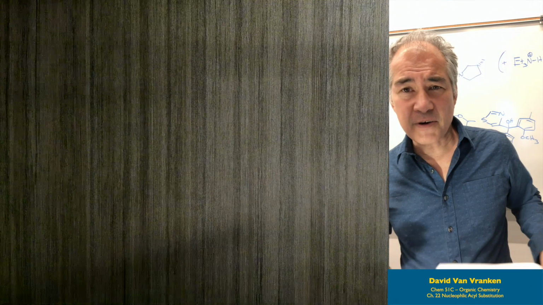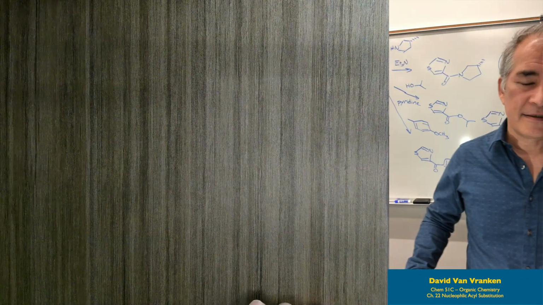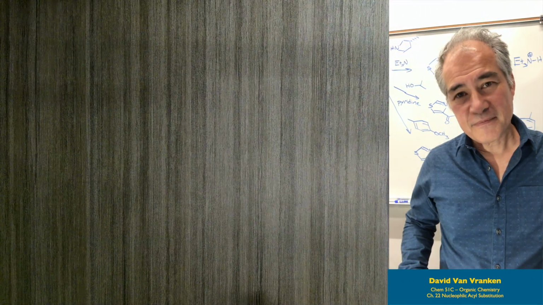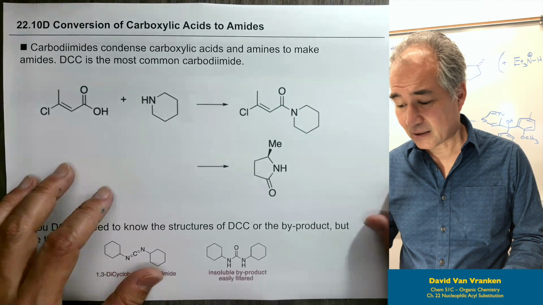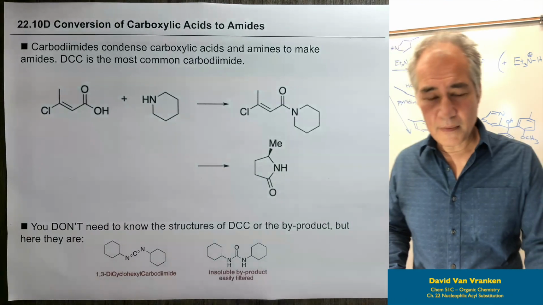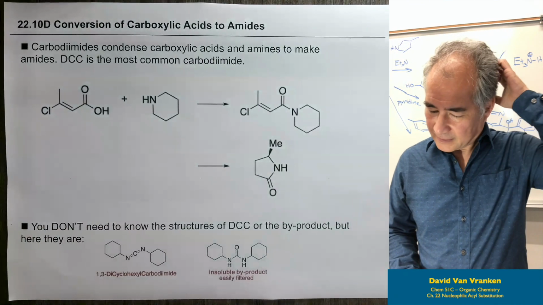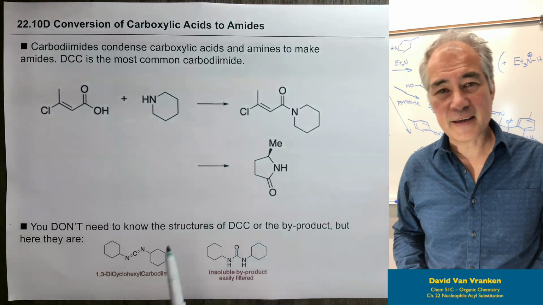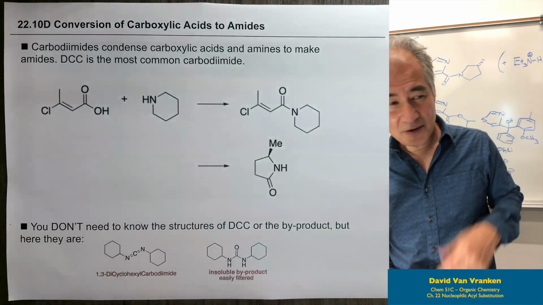Okay, let's take a look at how to convert carboxylic acids to amides in one step. If I want to make esters in one step, I can, and if I'm happy with methyl or ethyl esters, that's easy with that Fischer esterification. But what happens if I want to make an amide in one step? And I have the carboxylic acid and I have the amine. Here's the way to do that.